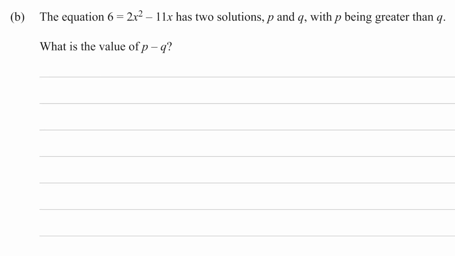So, P and Q are solutions to this quadratic, which we can find. Once we have those solutions, we know that P is the bigger number, and we're subtracting a smaller number, so our answer should be positive. That just tells us the order. So we know we're going to have a positive number. But before we get there, we need to work out what P and Q are.